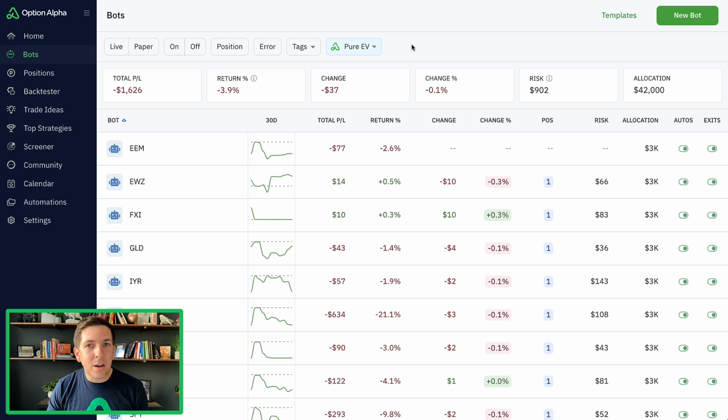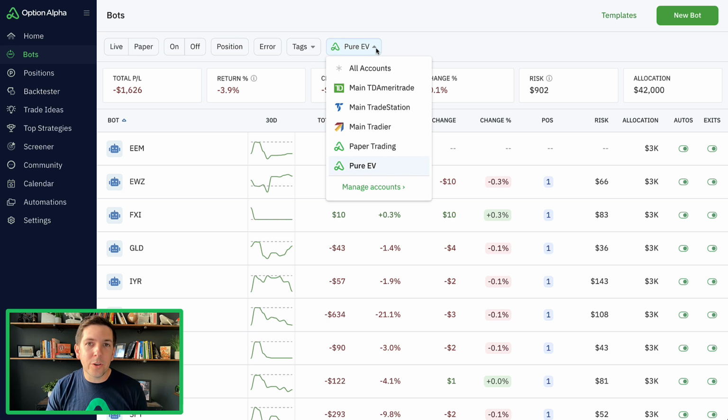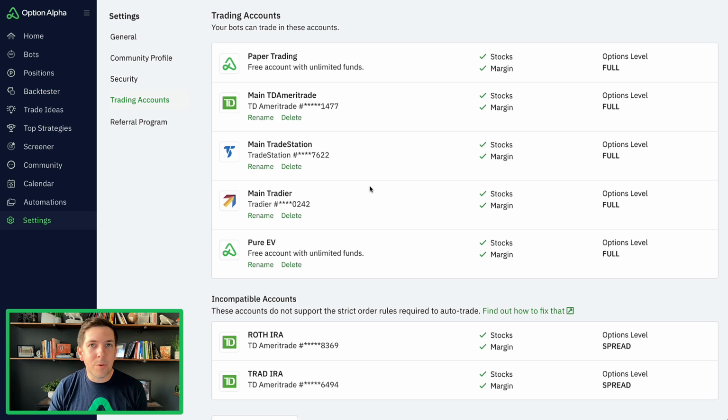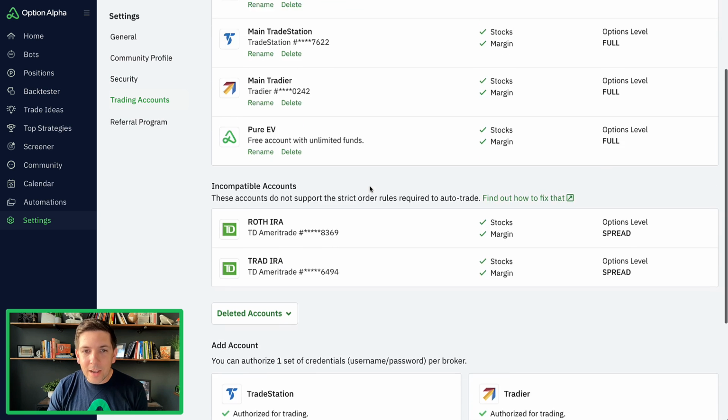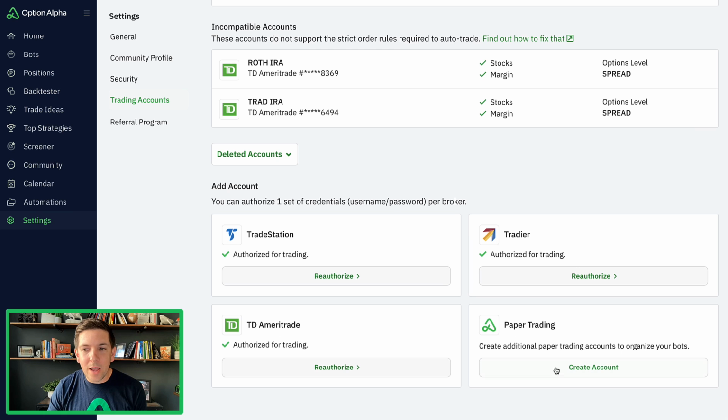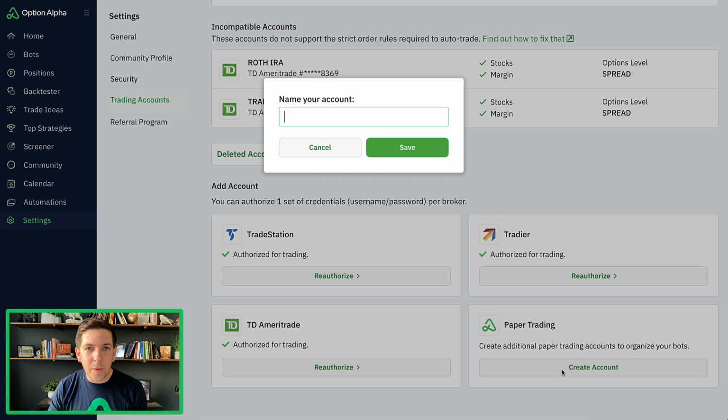So the whole idea around this was to generate a pure expected value portfolio. I'm just going to call this the pure EV portfolio. And I actually created my own portfolio to do this inside of Option Alpha, so I can separate out all of the information for this one. So inside of your trading accounts, you can go down here and create a brand new paper trading account, and then you can name it whatever you want. I named mine Pure EV.